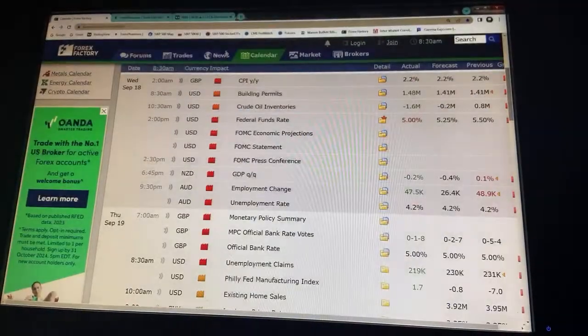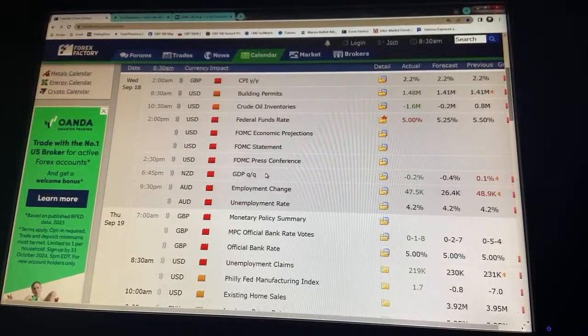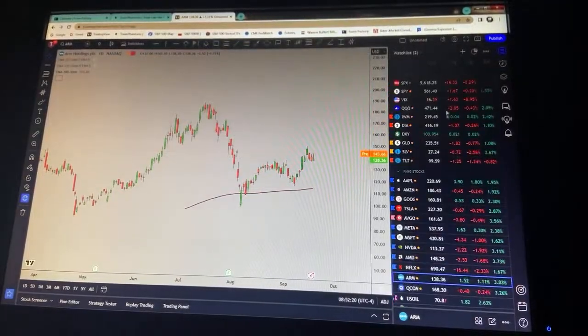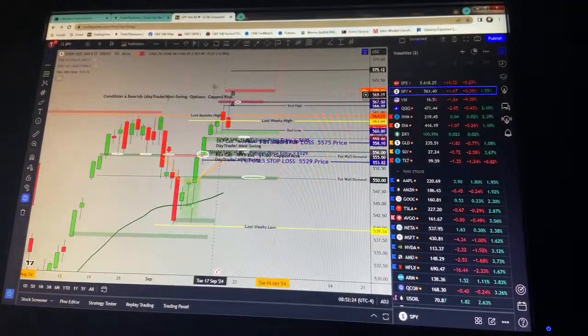The CME FedWatch tool: we talked about that going into yesterday. There was like a 63% chance, based on Fed Funds futures, that they were going to do that, and they did. So the market was kind of choppy yesterday, right? It really didn't move as much, at least for equities. It was up, it was down, it was up, it was down, it was up, it was down.